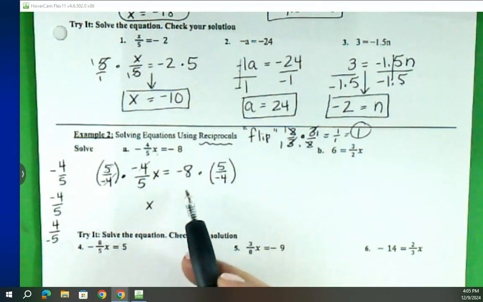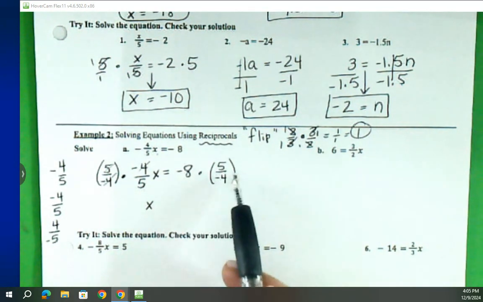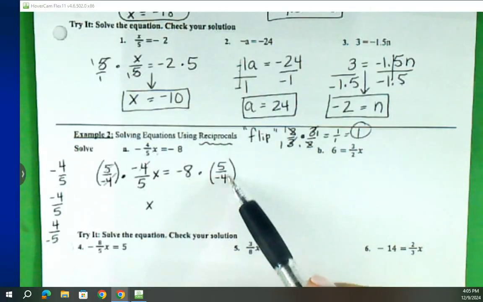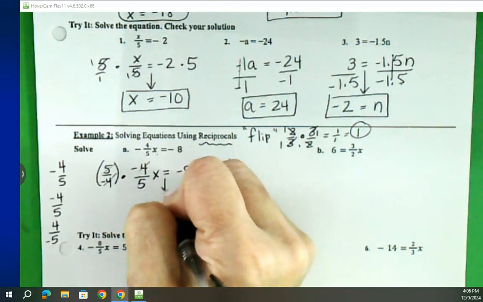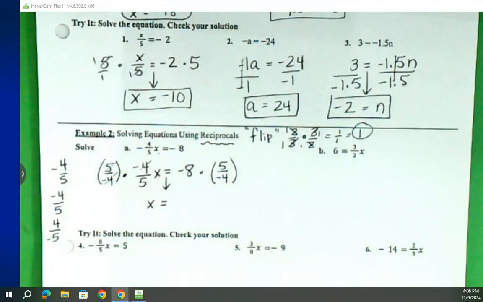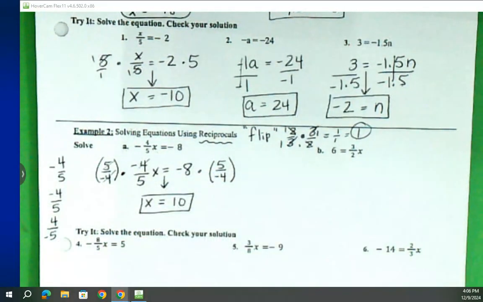So you can use your calculator here to do negative 8 times alpha y equals. Type in your 5 over negative 4. Or you can use the calculator on our Chromebooks, which is Desmos, which you can then just type in that fraction. So if we do negative 8 times negative 5/4, you're going to get a positive answer, and our answer is 10. X equals 10.